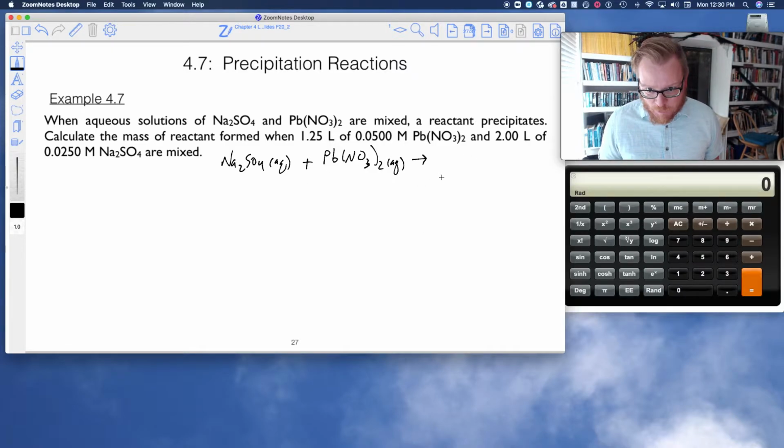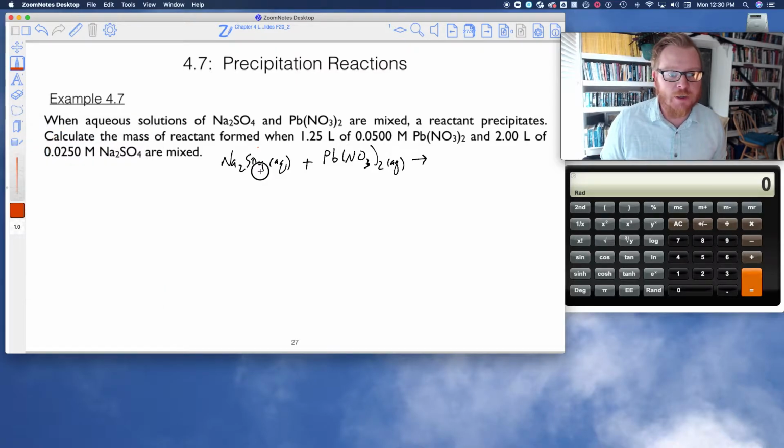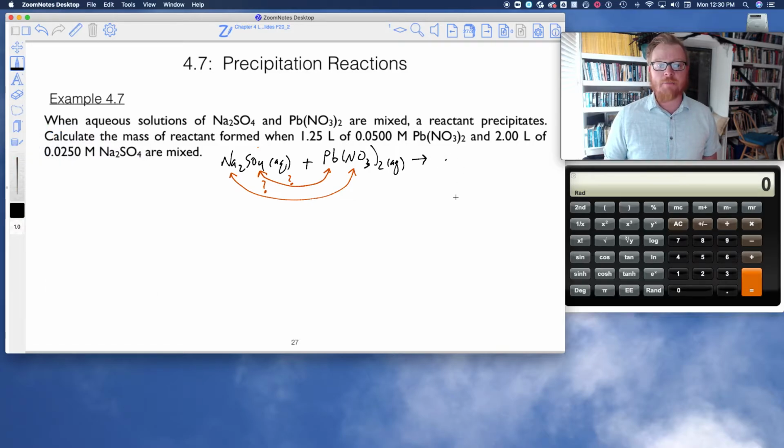Because I'm working on the full formula equation, I can automatically see that the precipitate is going to have to be either lead and sulfate or sodium and nitrate. So I'm going to write that down in pen, in a different color. I'm going to exchange the cations and anions. So there are my options as to what the possible product is. And right away, I'm going to go ahead and write those down.